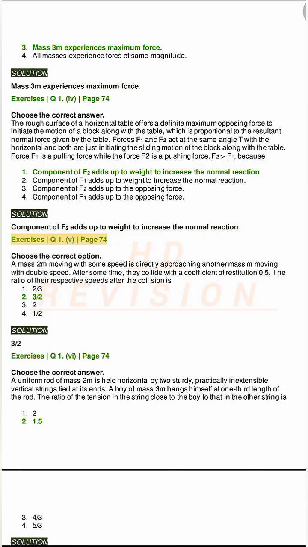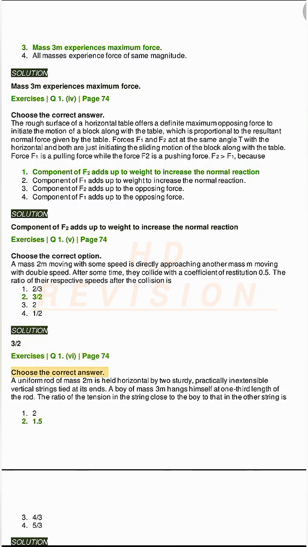Exercises Q1, B, page 74. Choose the correct option. A mass 2m moving with some speed is directly approaching another mass m moving with double speed. After some time, they collide with a coefficient of restitution 0.5. The ratio of their respective speeds after the collision is: 1. 2/3. 2. 3/2. 3. 2. 4. 1/2. Solution: 3/2.